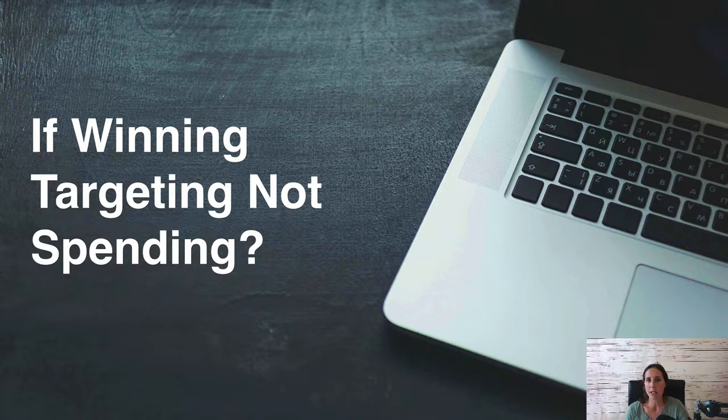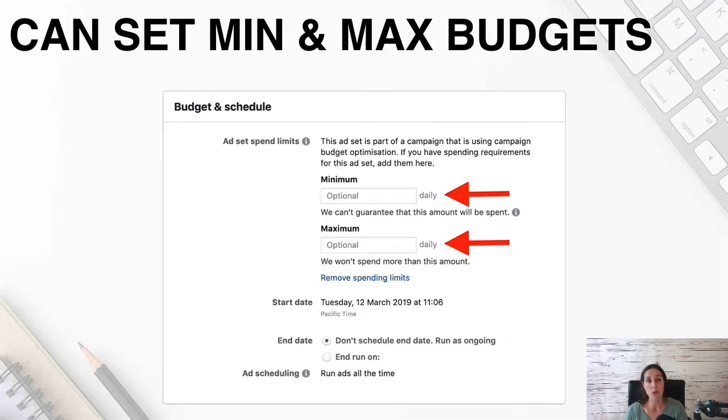If your winning targeting is not spending money, and we've had this happen, what you can do is force minimum and maximum budgets. This is at the ad set level. So say one particular targeting is doing quite well, you can force it to spend a minimum amount as well as a maximum amount, just so you can ensure it gets all the available airtime it needs.